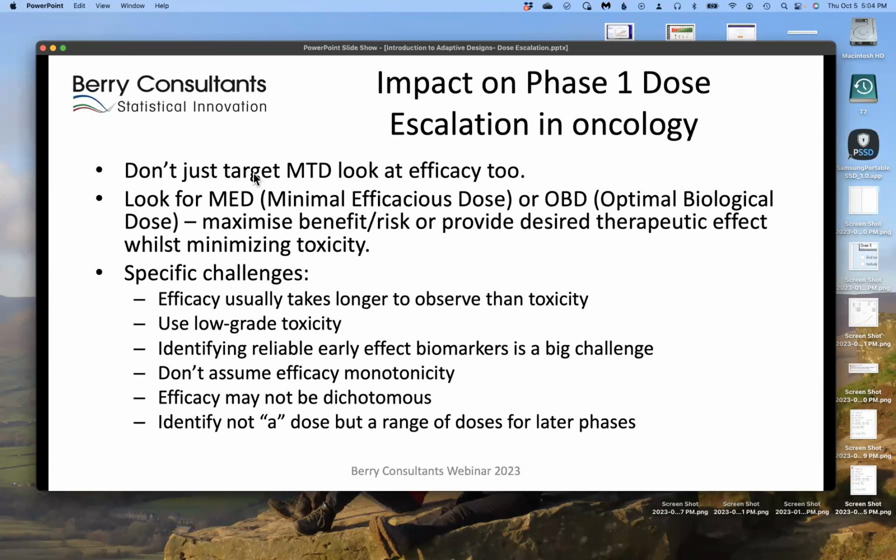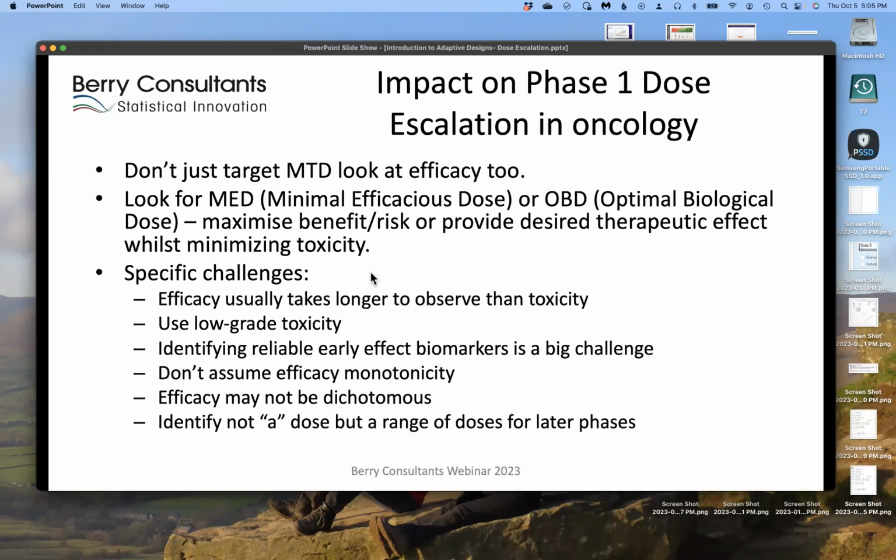So it looks like the implication in phase 1, and this is also partly because of some of the new types of oncology drugs, is that in dose escalation we won't just look at MTD, but we need to look at efficacy as well. So we want to look at the minimal efficacious dose or the optimal biologic dose, that is one that maximizes a sort of benefit risk, or provides a desired therapeutic effect while minimizing toxicity. So somewhat like finding an MED.